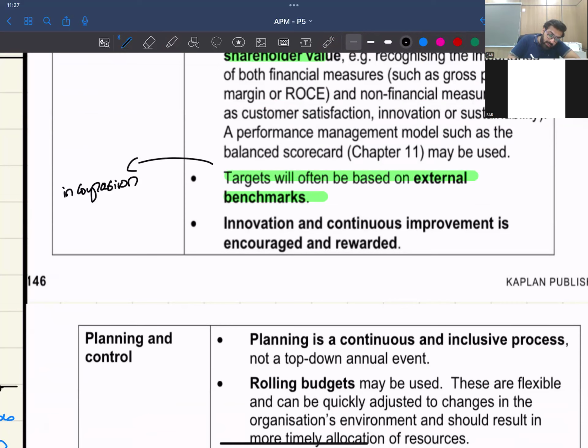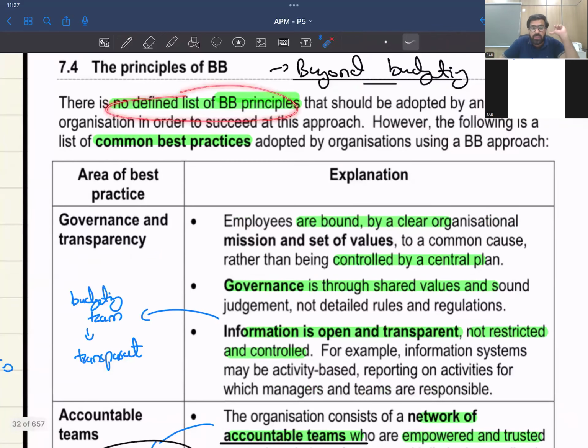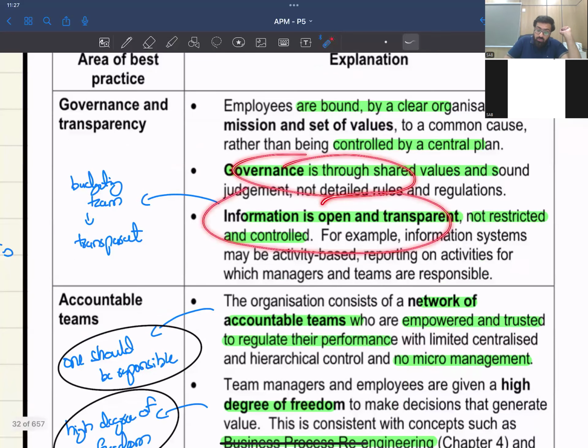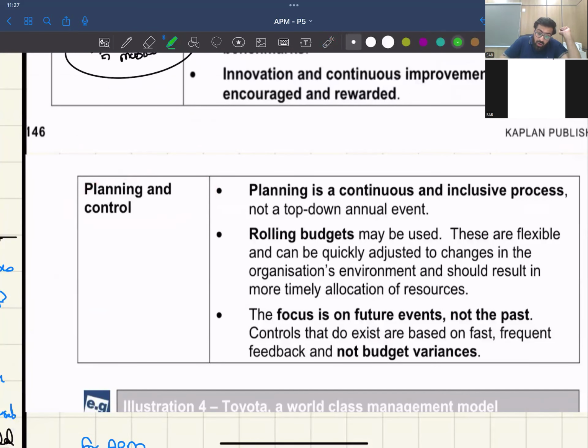So what we studied in beyond budgeting is quite simple: there is no defined list of budgeting principles. Traditional budgets are kind of outdated, as you have studied in your PM, your APM, in fact your MA paper. If you're focusing on the principles, there are certain common best practices. There should be a clear set of values, governance, transparent information, and good planning and good control.